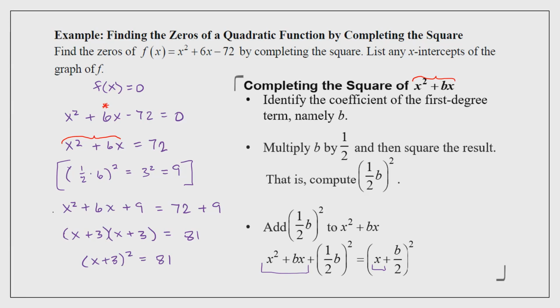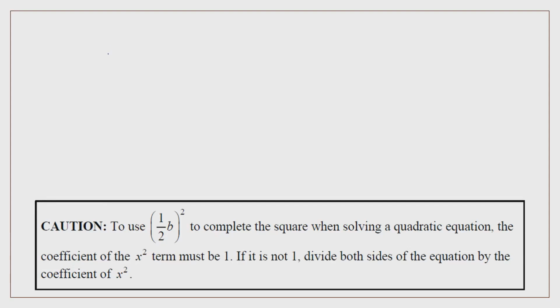Note that the term that you're trying to find in your factored form is always going to equal the term that you squared when finding b. That's a neat little trick. Now that we have our equation in the square root method format, we can use that method to find our zeros and our x-intercepts. So let's do that. We have x plus 3 squared equals 81.